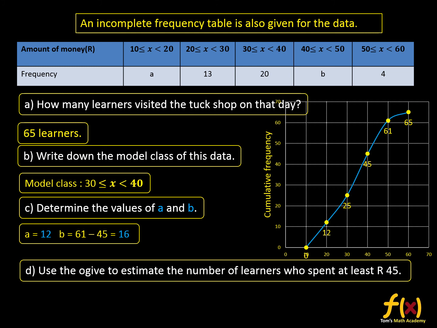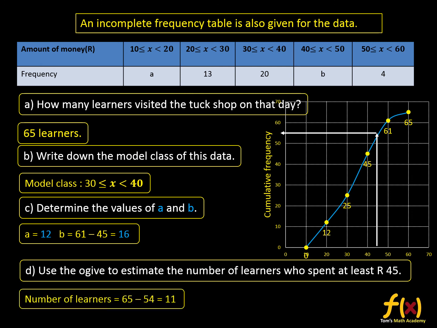Question D, use the ogive to estimate the number of learners who spent at least R45. At least can be more than 45, but at least 45. 45 and above. How many learners? Up to 45, we have to find out from the ogive. We go from 45 upwards and then we go to the cumulative frequency. That is 54. The highest is 65. 65 minus 54, giving us 11. So 11 learners spent more than 45 rand. That is the answer.